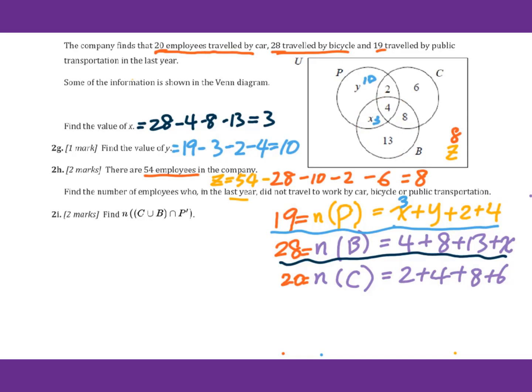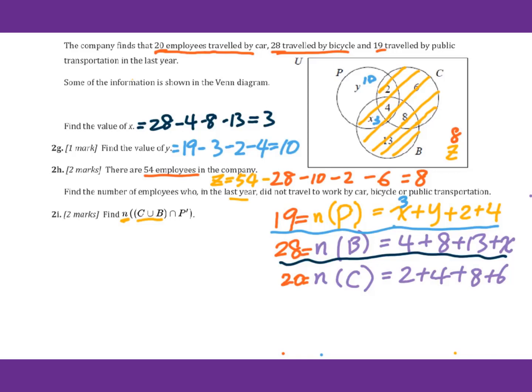For 2I, find the number C union B intersect P prime. We will do C union B first. So you have to do C here. This is all C. Then the B. Like this. Then intersect P prime. That means not P.